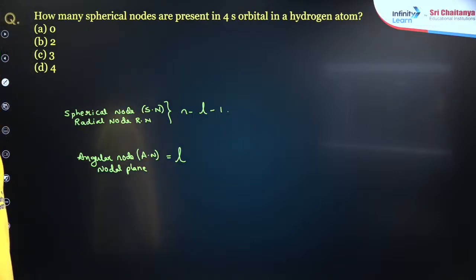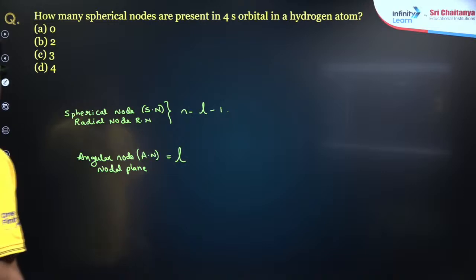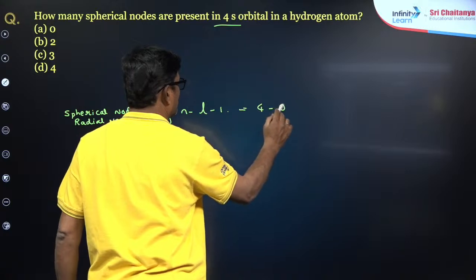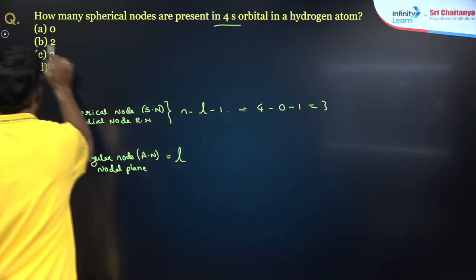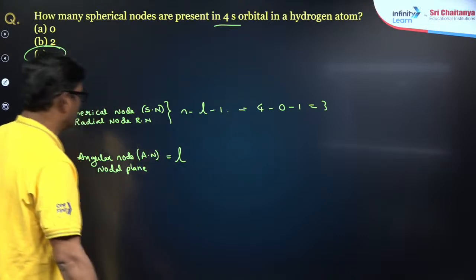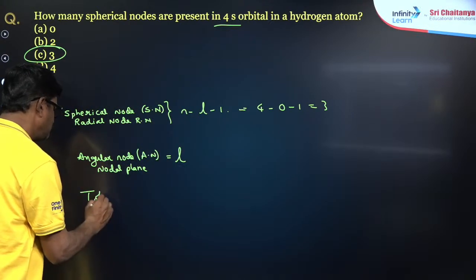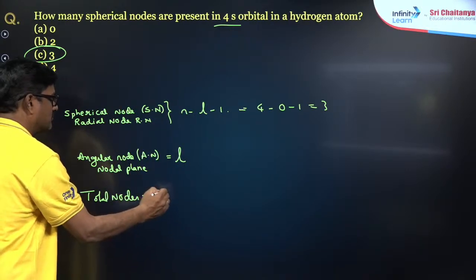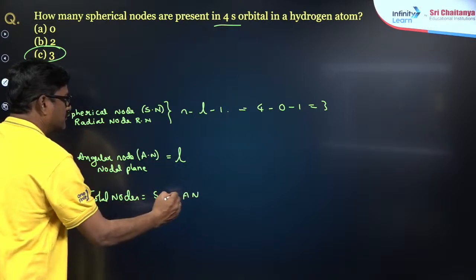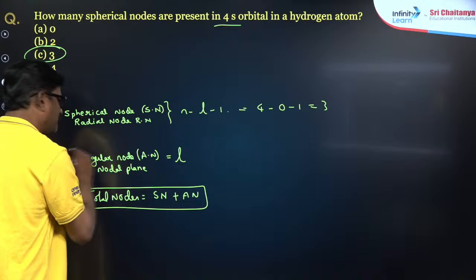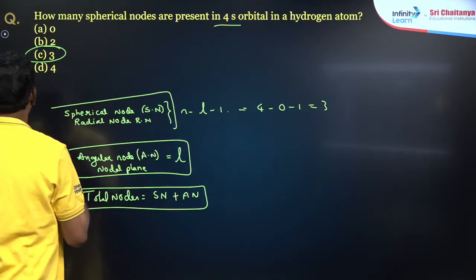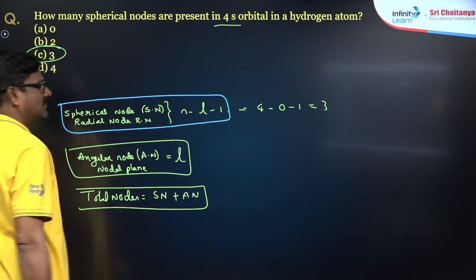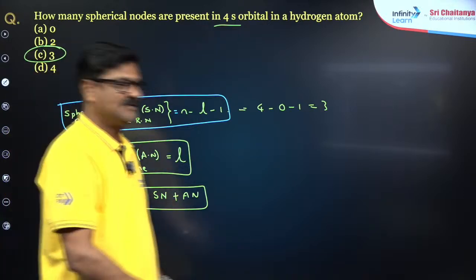Exactly. Now, for 4s orbitals, that is going to be 4 minus 0 minus 1, which is equal to 3. So my answer is going to be 3. Total number of nodes is the number of spherical nodes plus angular nodes. So these are the formulas you need to know. These are the formulas you need to know. Understood?